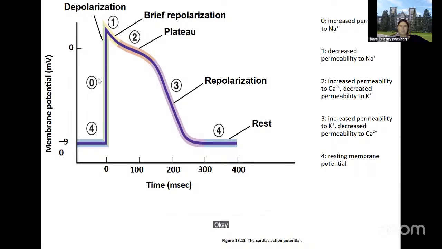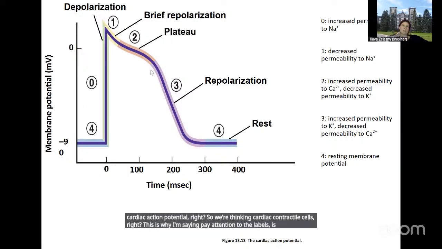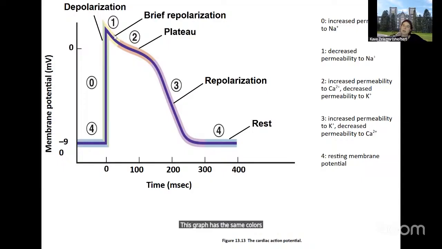Okay, so phase 0 actually starts with this green line going straight up, kicking off the activity of our cardiac action potential. So we're thinking cardiac contractile cells. This is why I'm saying pay attention to labels. This graph has the same colors and it's got numbers and steps and ions, but it looks super different. Okay. So membrane potential of the cardiac contractile cells.